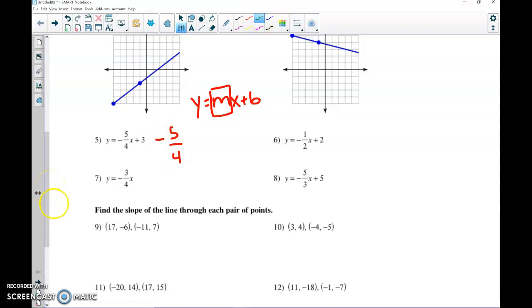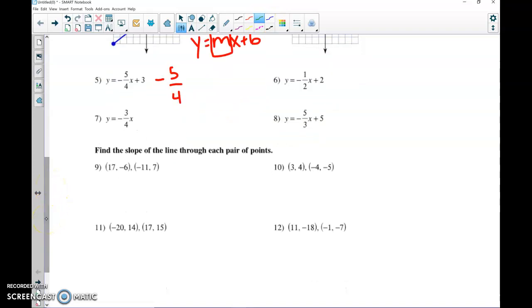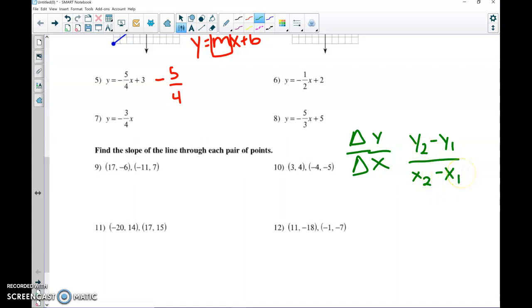Okay, and then 9 through 12, they give us coordinate pairs. So remember here, we're going to look for the change in y over the change in x, where we've usually written out the formula y2 minus y1 over x2 minus x1. And remember, this goes in alphabetical order. So 17 is my x, negative 6 is my y. Negative 11 is my x, 7 is my y. So when you see a coordinate pair like that, x always comes first, just like the alphabet, where x comes first. So if I subtract my y's, I'm going to subtract 7 minus a negative 6.